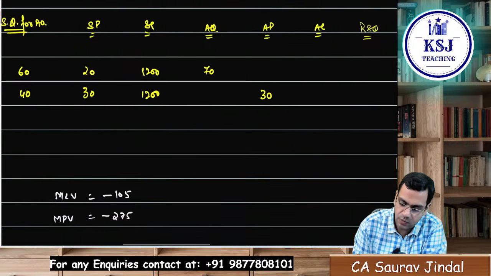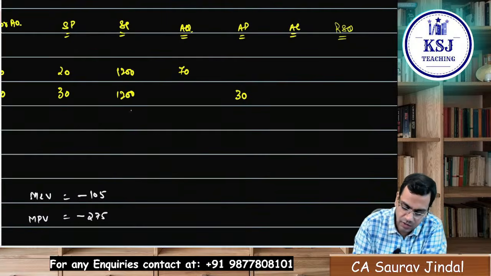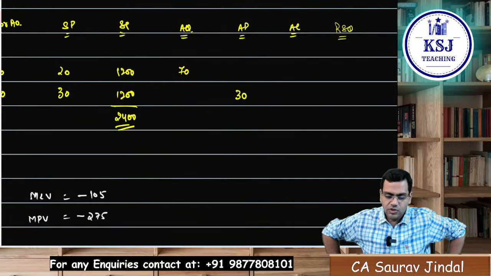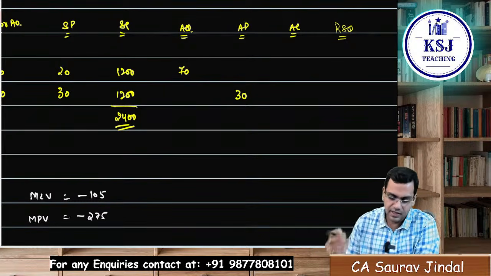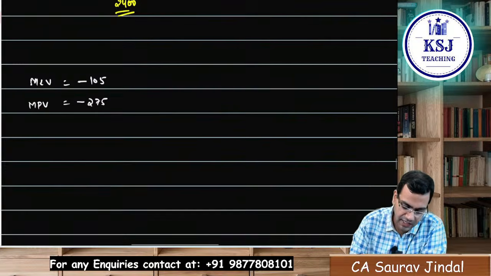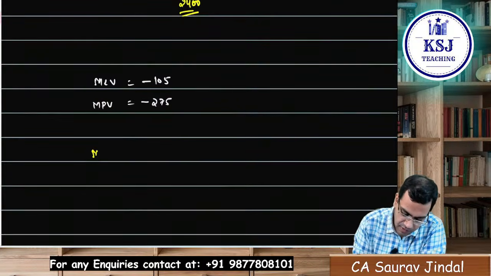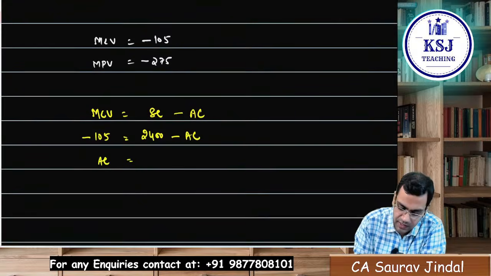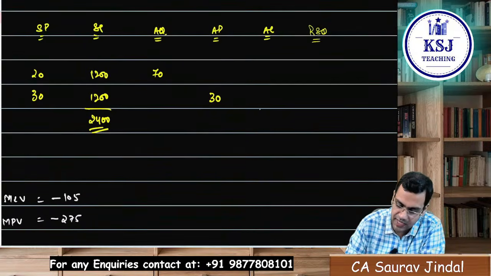This is what is given to us. Now if I want to start with the cost variance, what is there in case of a cost variance? How do we calculate material cost variance? Material cost variance is standard cost minus actual cost. It is given minus 105, standard cost is given 2400 and the actual cost we have to calculate. So actual cost will be 2400 plus 105, right? That is 2505, correct?